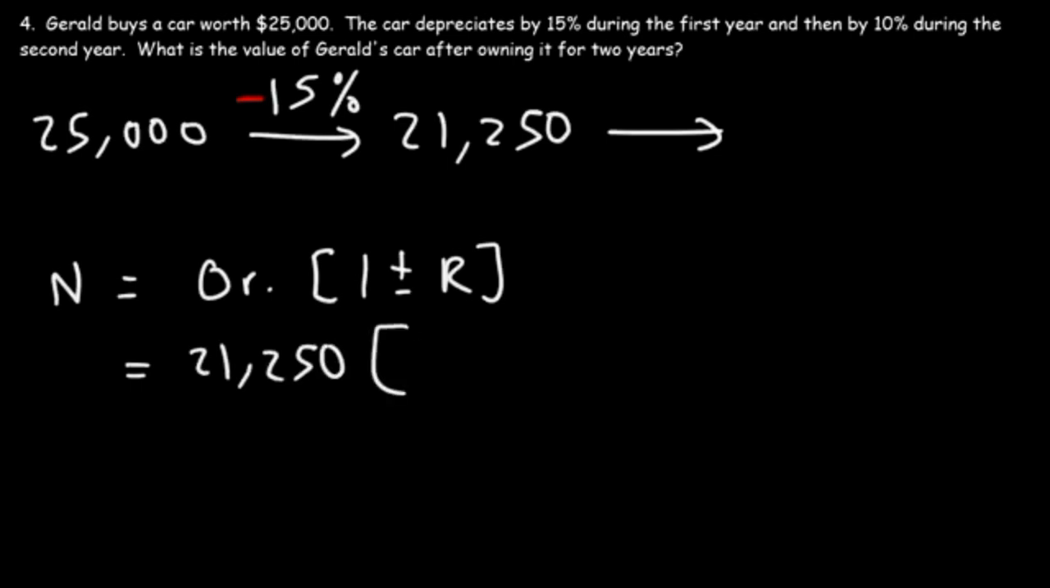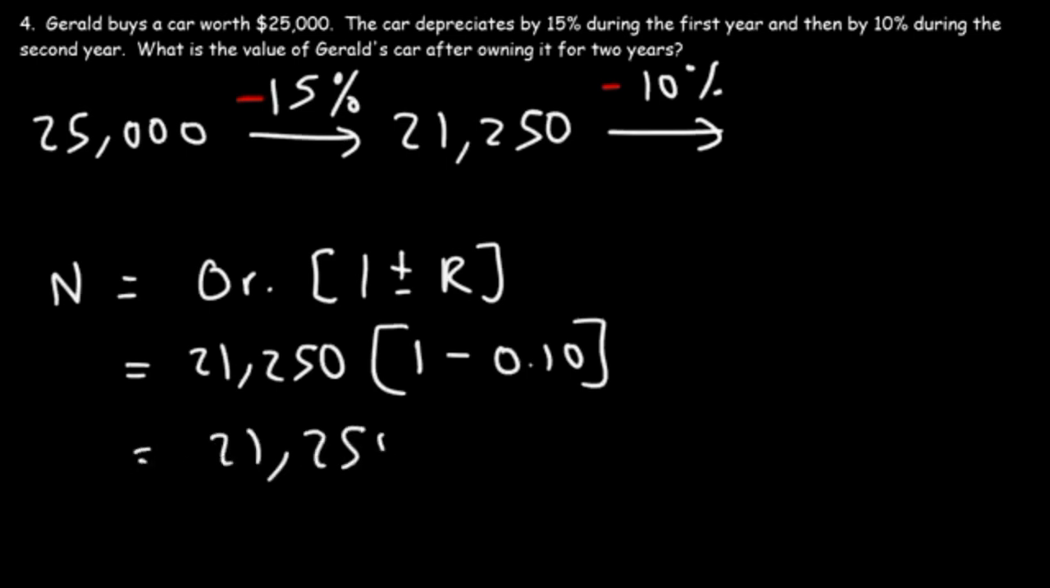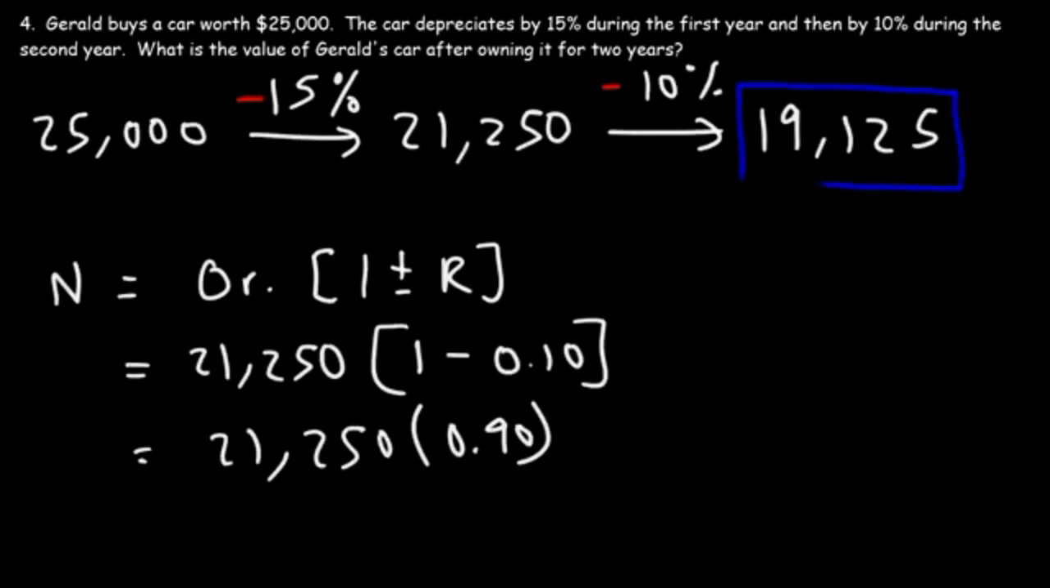And during the second year, the value of the car is going to decrease by 10%, which means that it's going to be 90% of its value. So we're going to do 1 minus 0.10. 0.10 is 10%, or 10 divided by 100. So it's going to be 21,250, and 1 minus 0.10 is 0.9. So as you can see, we need to calculate 90% of 21,250. And so this is going to be 19,125. So this is the current value of the car after 2 years.